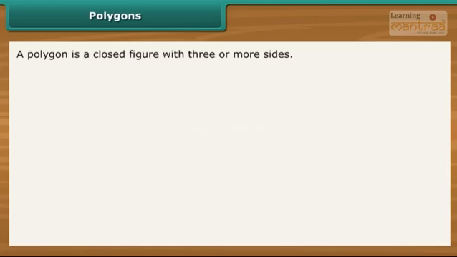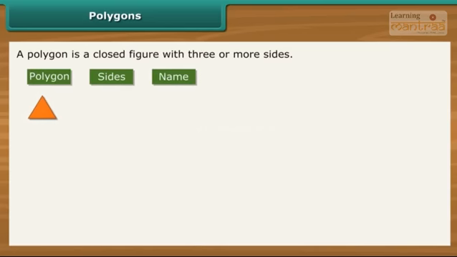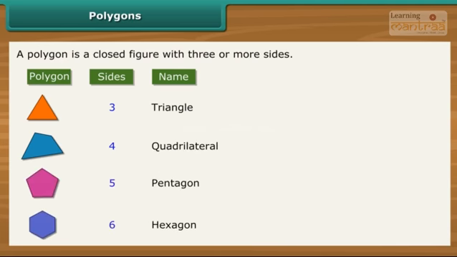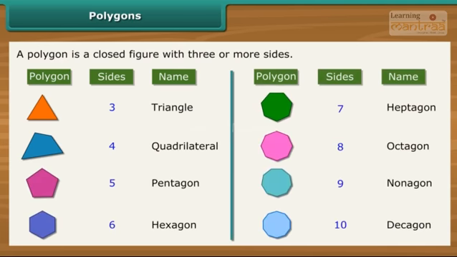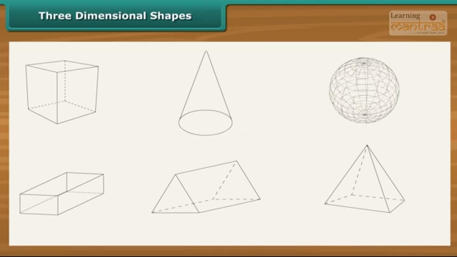Polygons. A polygon is a closed figure with three or more sides. Here are some polygons. Let us count their sides and name them. Three-dimensional shapes. Three-dimensional shapes have depth. They are not flat like two-dimensional shapes.